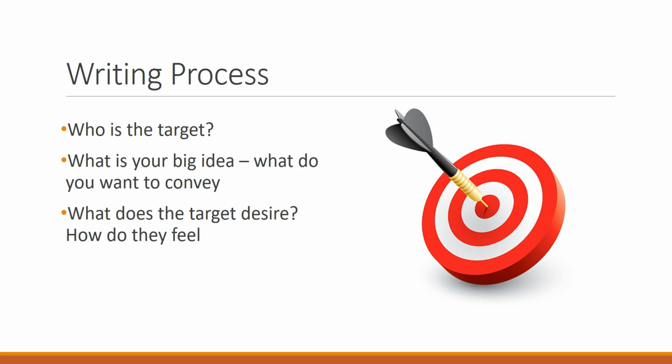And then, of course, you also want to know what the target desire is of your intended reader. So, what do they want? How do they feel? And you want to make a list if you have more than one target desire for this group. So a lot of the writing process starts with making notes and lists.